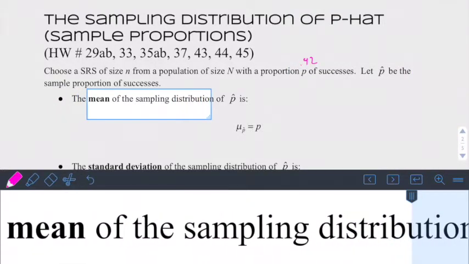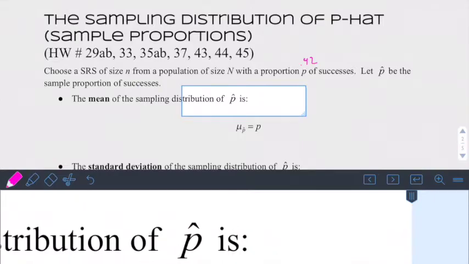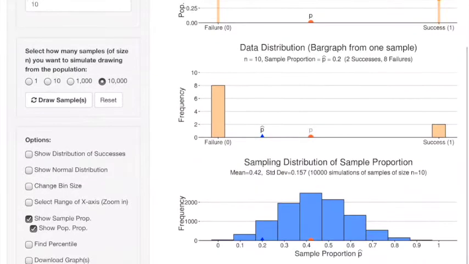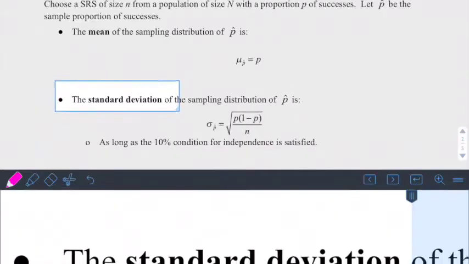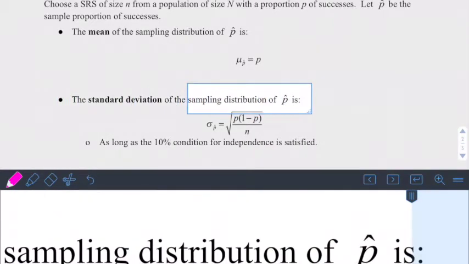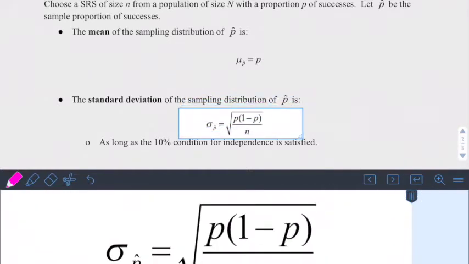The mean of the sampling distribution of p-hat is p, right here. The mean of all of these p-hats is going to be 0.42, that orange. That's why it's right in the center of my simulated sampling distribution. And remember, when we take the mean of all of those samples, it should be the balance point, which is right in the middle. The standard deviation of the sampling distribution of p-hat is the square root of p(1 minus p) over n.